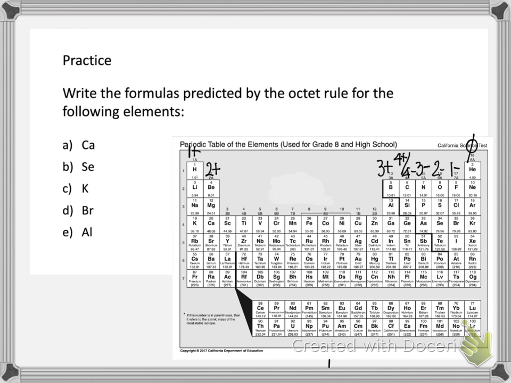So calcium is letter A. I find calcium. I see what group it's in. That group is predicted 2A. So the charge is 2 plus. That's what I would predict. And this says, I'll have to fix my slide. Write the formulas, I should say, for the ions. I haven't had the luxury of going through these slides once with the class, so I'll have to change that. But predict the formula for the ions is what that should say. So calcium 2 plus, I'm going to write its name. This is the calcium ion.